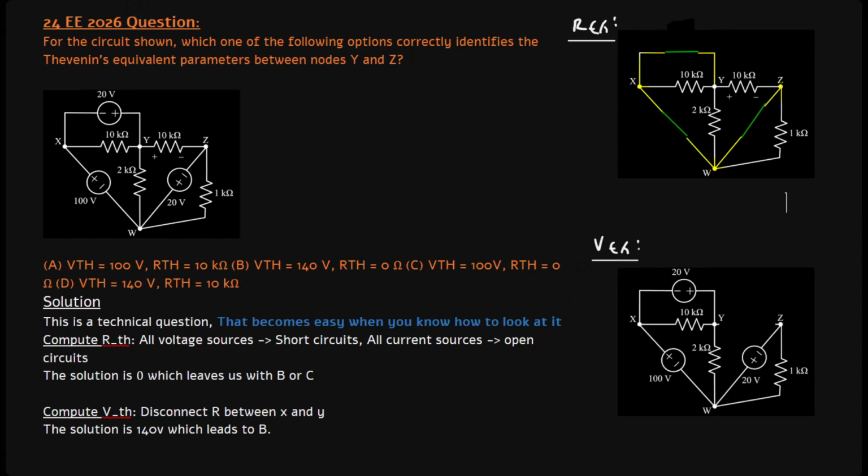The total voltage between Y and Z can be traced through this path. Okay, we have a concatenation of power sources between Y and Z. So the total voltage between Y and Z is going to be 20 plus 100 plus 20, making this 140 volts, leaving us with only solution B.